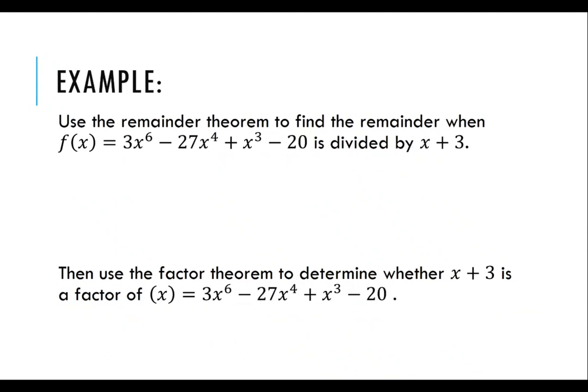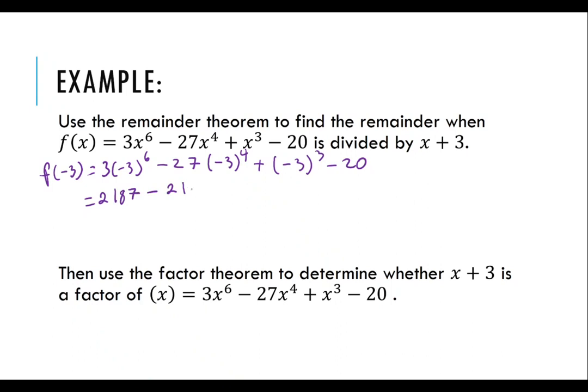We're going to use the remainder theorem to find the remainder. Given 3x to the 6th minus 27x to the 4th plus x cubed minus 20 is divided by x plus 3, find our 0 here. Our 0 is negative 3. f of negative 3 is going to be 3 times negative 3 to the 6th minus 27 times negative 3 to the 4th plus negative 3 cubed minus 20. I believe this gives us 2,187 minus 2,187 minus 27 minus 20, and that's going to give us negative 47. So now I know that my remainder, if I divide f of x by x plus 3, is negative 47.